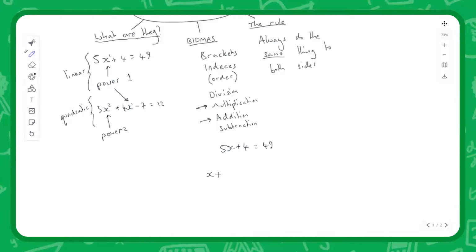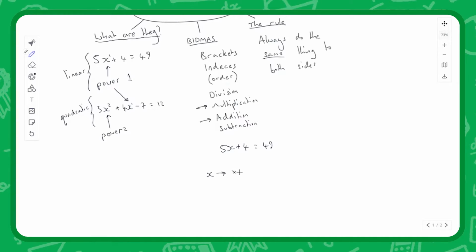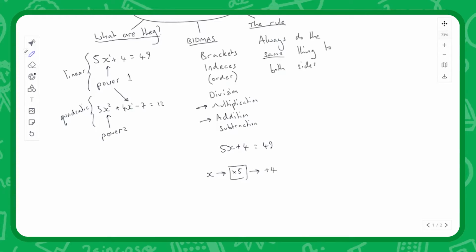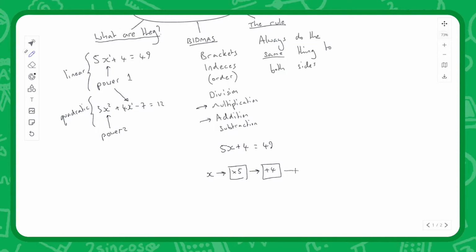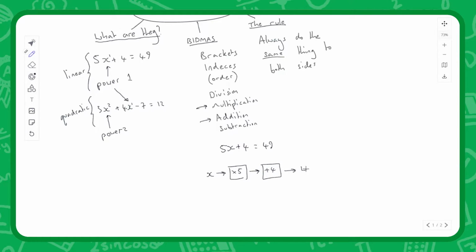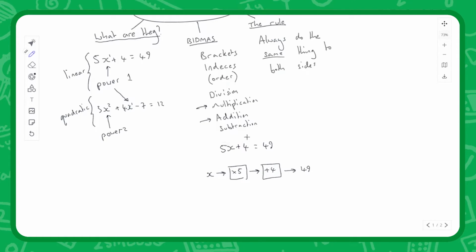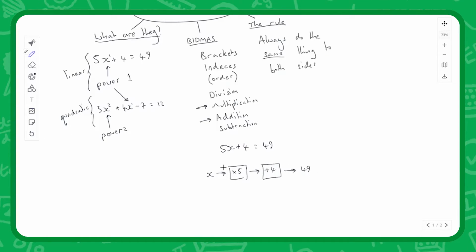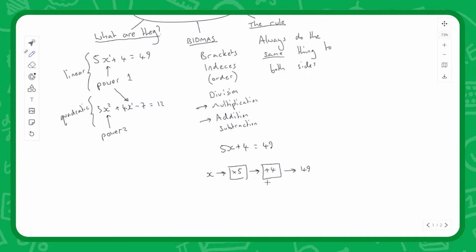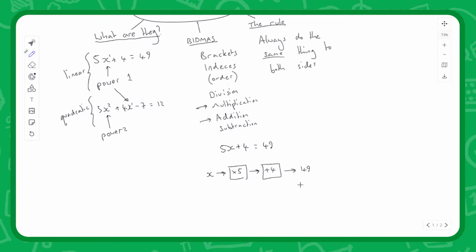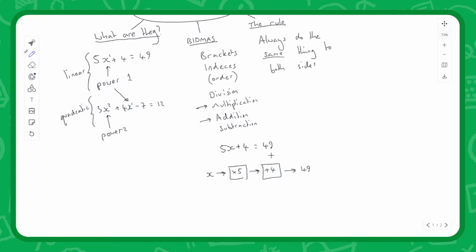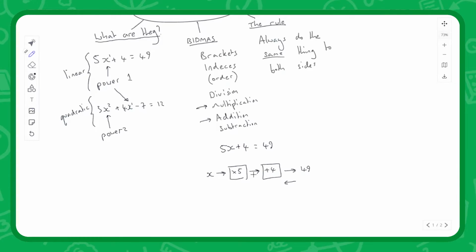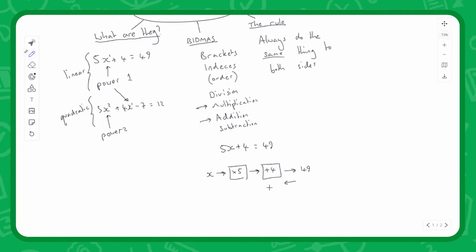If we think of this in terms of a number machine, we start off with x, we times x by 5, and then we take that result and add 4 onto it, and that gives us the final result of 49. That's how we can represent this equation in a number machine. The tricky thing is, we want to find out what x is. We want to go back down the opposite way. We want to fight against the current almost. We want to undo everything we've just done. So we start off with 49, and we want to reverse this adding 4. What's the opposite of adding 4? We know we have to minus 4.